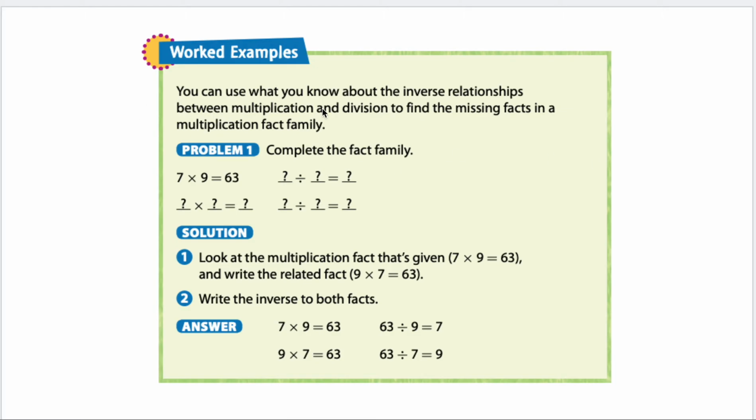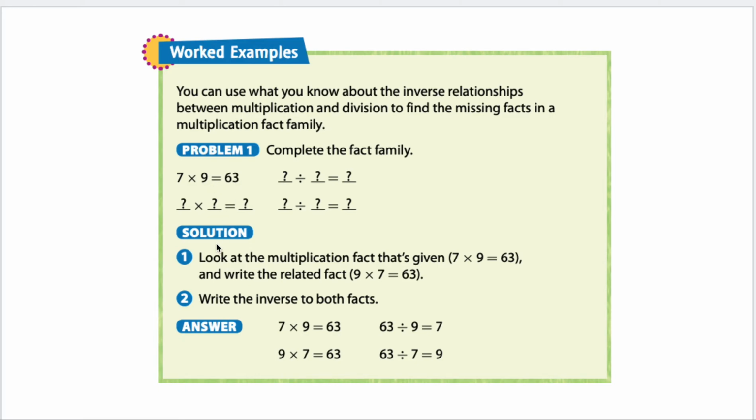All right, so you can use what you know about the inverse relationships between multiplication and division to find the missing facts in a multiplication fact family. So here is problem 1. It says complete the fact family. 7 times 9 is equal to 63.